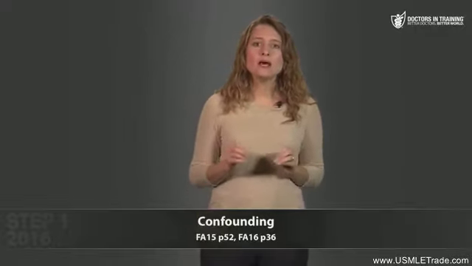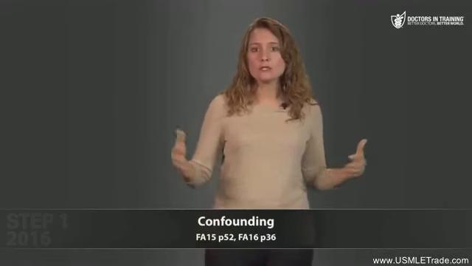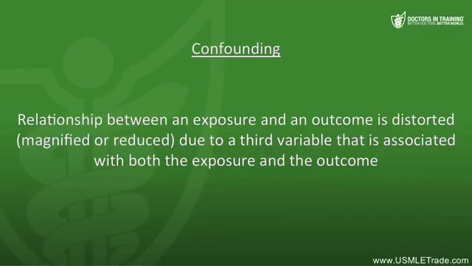So let's talk about confounding. Remember that confounding was another reason, along with bias and random error, that significant study results might not be true. Confounding occurs when the association between the exposure and the outcome is distorted due to a third variable, which is associated with both the exposure and the outcome. I think this is much easier to understand when it's explained through an example.